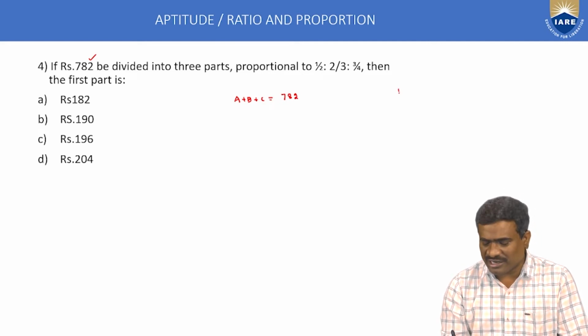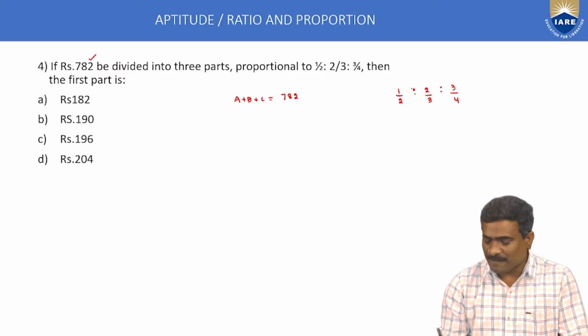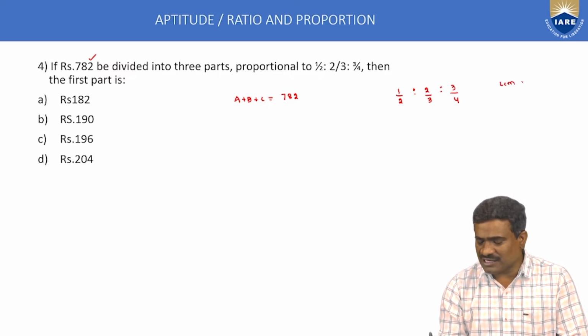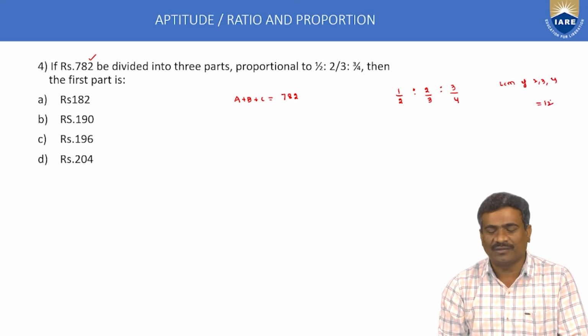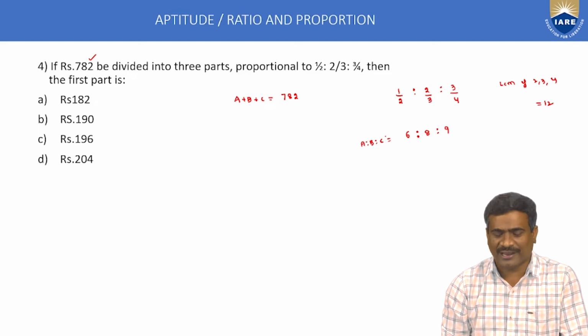Next, ratio A is to B is to C, 1 by 2 is to 2 by 3 is to 3 by 4. This is convert into a numerator by using LCM. LCM of 2, 3, 4 is equal to 12. Next, 12 by 2 numerator is equal to 6. 12 by 3 is 4, 4 into 2 is 8. 12 by 4 is 3, 3 into 3 is 9. Then A is to B is to C is equal to 6 is to 8 is to 9.